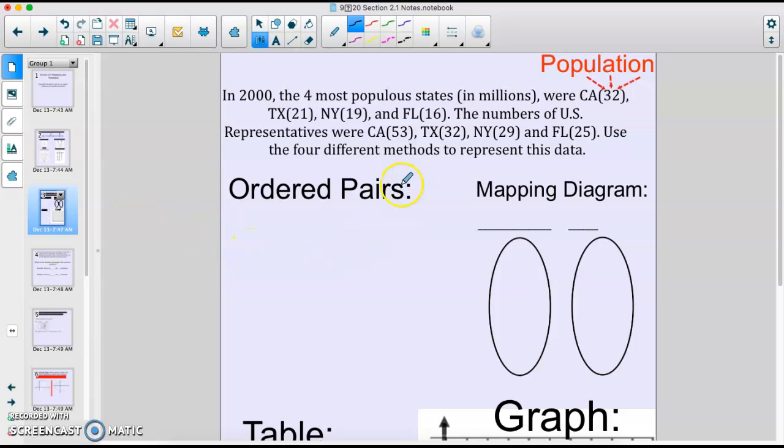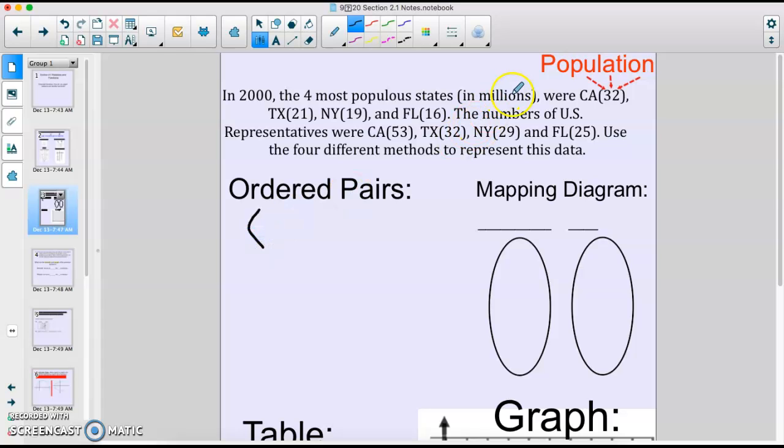Okay, so here's a problem for us. In 2000, the four most populous states in millions were California with 32 million, Texas with 21 million people, New York with 19 million people, and Florida with 16 million people. The numbers of U.S. representatives were 53 in California, 32 in Texas, 29 in New York, and 25 in Florida. We need to use 4 different methods to represent this data. We're going to use ordered pairs first.